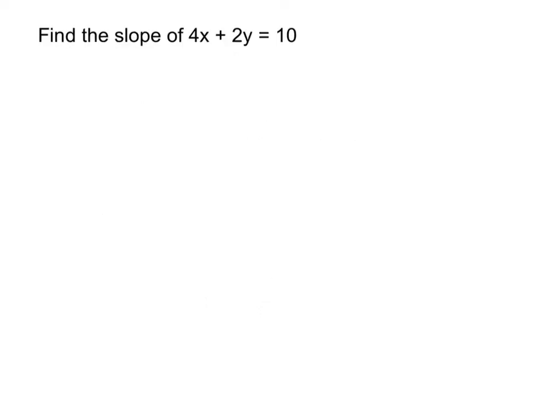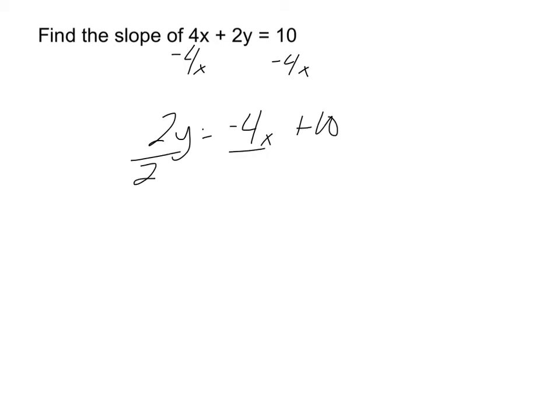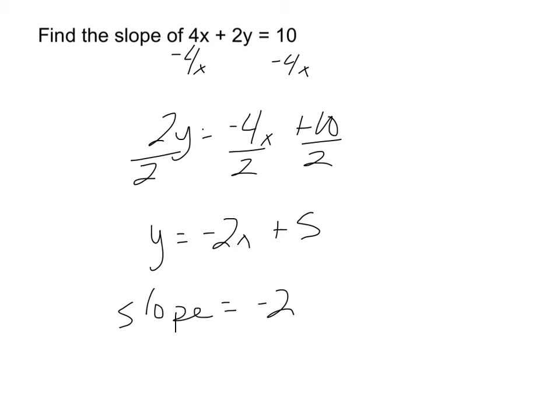Okay, here it says find the slope of 4x plus 2y equals 10. There's a couple different ways we could do this. We could get our y-intercept and our x-intercept and then find the slope between those two, or we can just move it into slope-intercept form to get our slope. So we're just going to do that. We subtract 4x, so we get 2y equals negative 4x plus 10. We need to divide by 2, and we need to divide it into everything, so we get y equals negative 2x plus 5, so our slope is going to equal negative 2.